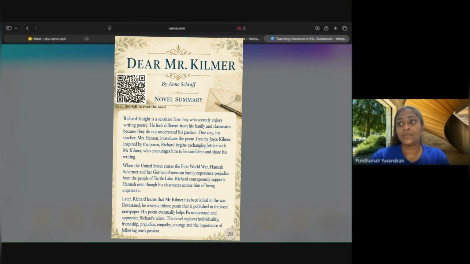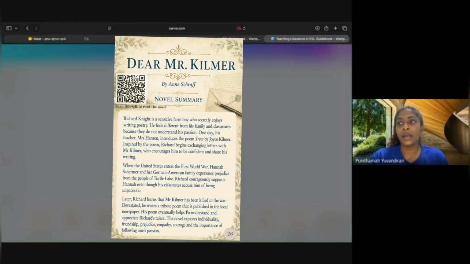This novel explores prejudice through Hannah Schimmer, a German-American student who is treated unfairly during the war. For my selected excerpt, the focus is on the incident where someone vandalized Hannah's book with a cruel anti-German insult. Richard sympathizes with Hannah and chooses to defend her, even though this causes his classmates to criticize him. Over here, I've added the QR code for the students to scan to read the full novel from the web.